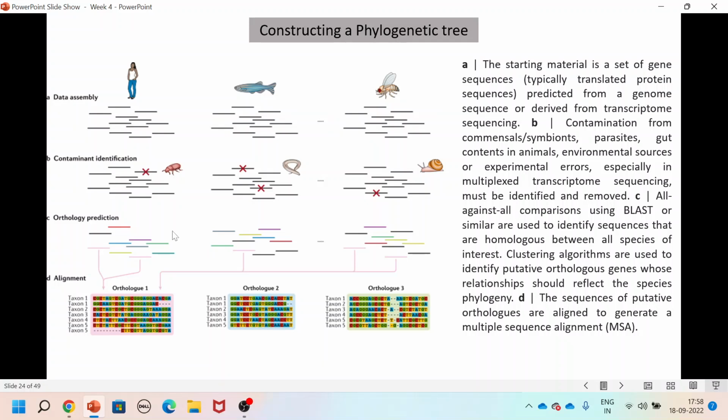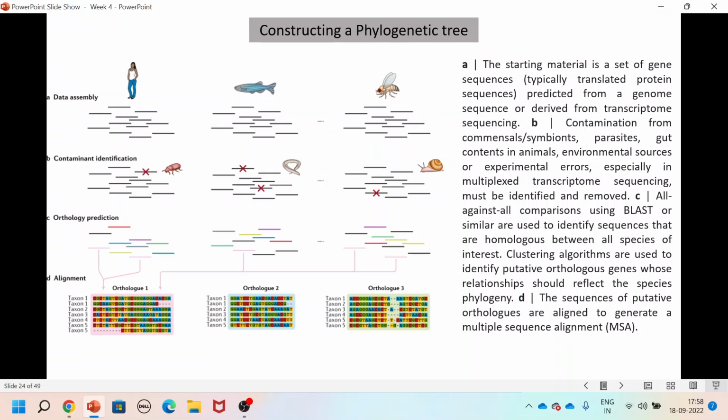Next, we will do an all against all comparison because we don't know what is similar to what. We will do it using BLAST, or we can use some other tools, and based on that we can identify the sequences that are homologous based on the percentage similarity between all the species of interest. For example, if I want to see whether humans are related to fish and Drosophila, I can go for the sequences of these three organisms only, or if I want to add more, I can take more sequences.